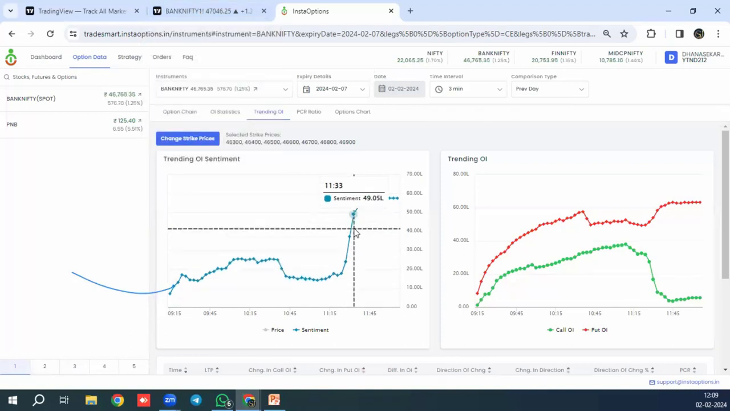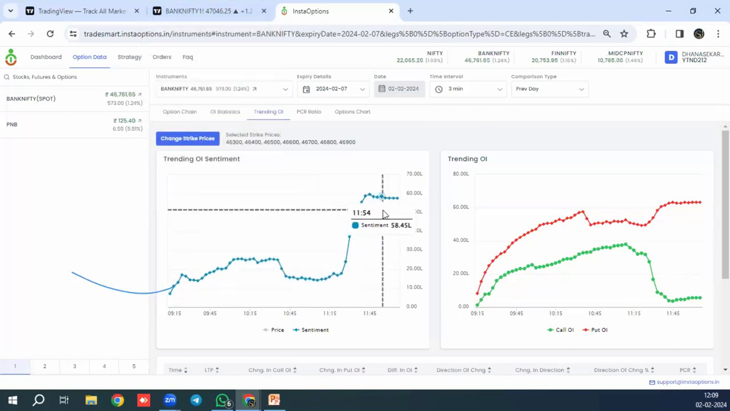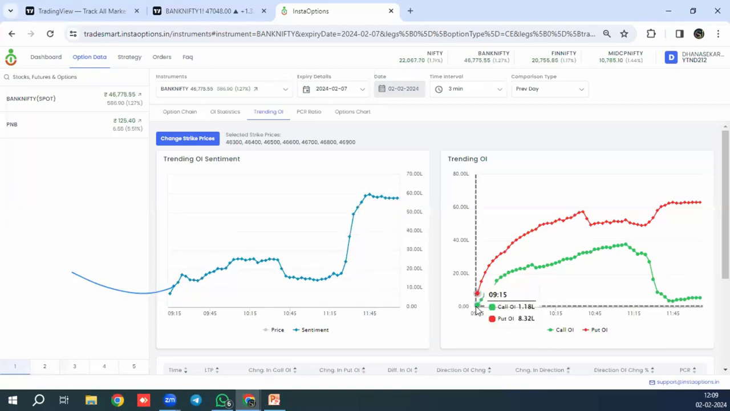Before that, let me tell you how this sentiment is derived. Here you can see call and put OI buildup, for the intraday, call OI and put OI. So this is the difference between the call and put OI.